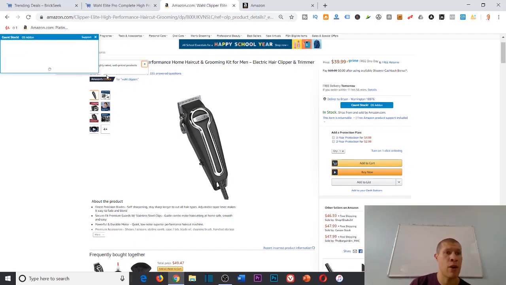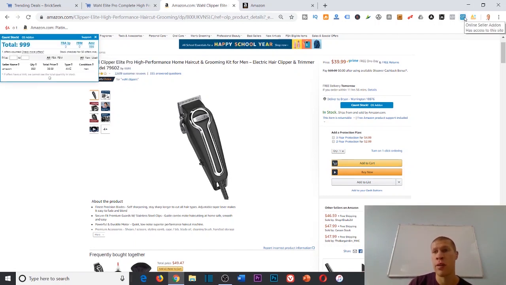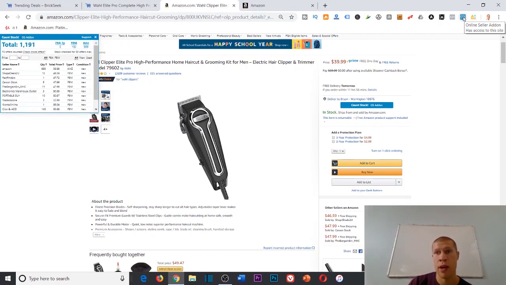So we click that add-on right there, and for you guys that want to know this add-on, it's Online Seller Add-on. Right there, as you can see up in the right-hand corner. It's very easy. Just download it on the Google Chrome store. So everybody on this listing looks pretty decent, except the only thing that stands out to me is Amazon.